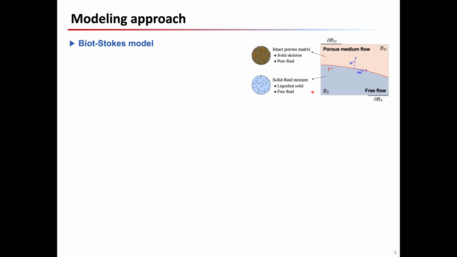Consider a body that consists of B_D, the intact porous matrix, B_S, the free flow region, and the sharp interface gamma star between the two regions. We assume that solid constituents form a skeletal structure in B_D, while we assume that the solid is completely liquefied in B_S.